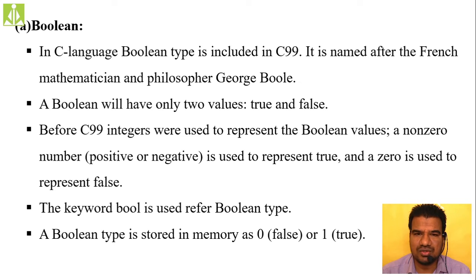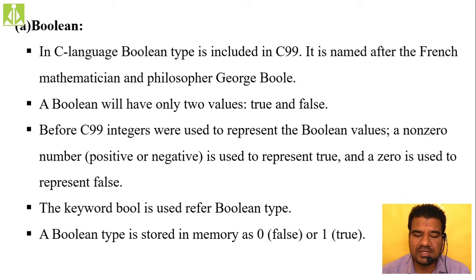So first one, boolean, to store boolean values like true and false. Inside boolean types, we have only two possible values that we can store, either true or false. Before C99, there is no such thing called boolean type, and they used only the integers to indicate the boolean types.